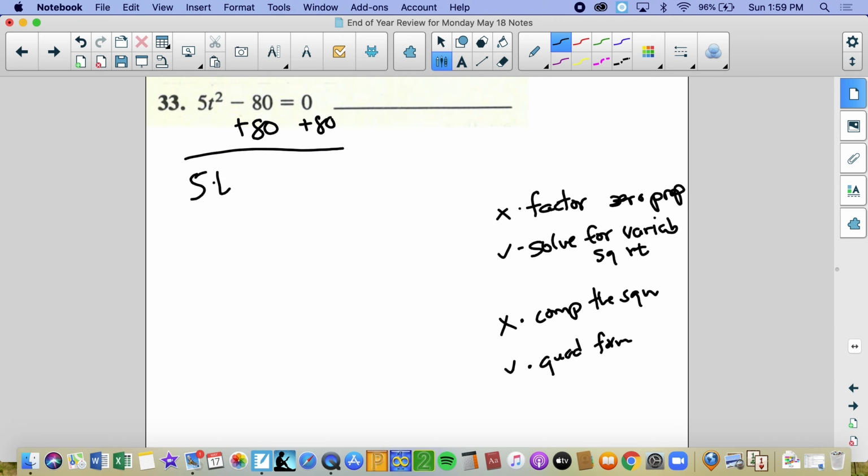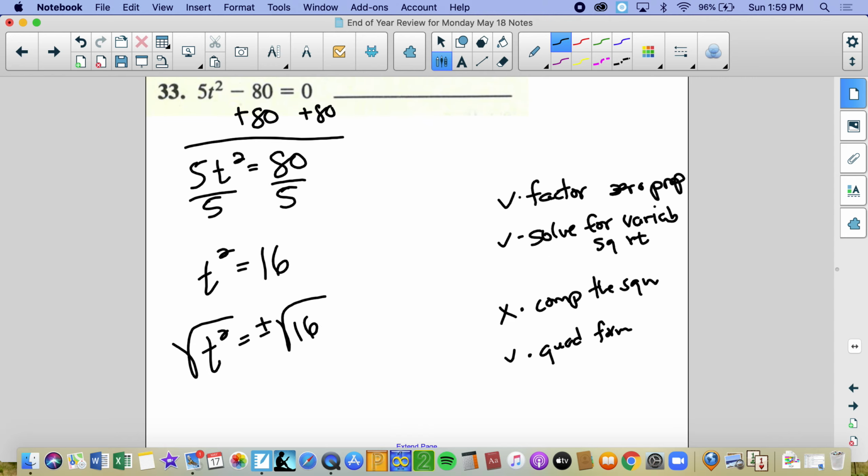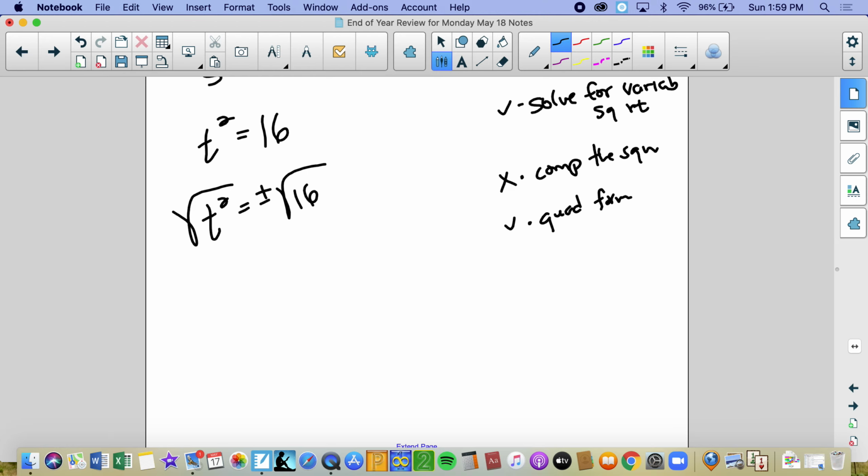And we get 5t squared equals 80, divided by 5. We get t squared equals, I think I said 18. Oh, it's not 18. Mr. Mac, it's 16. So I could have factored in the 0 property. But we're going to do this much easier. We're going to take the square root of t squared equals plus or minus square root of 16.